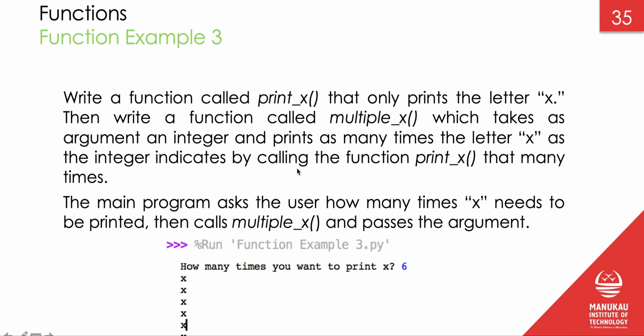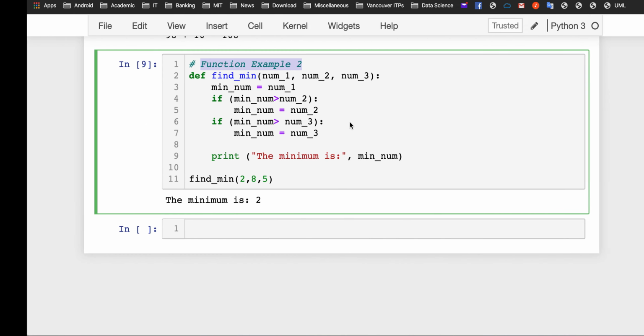So we want to have two functions. The first function is being called by the second function. Because print x needs to be called by multiple x, we have to declare it before multiple x. So print x is the first function to be declared.